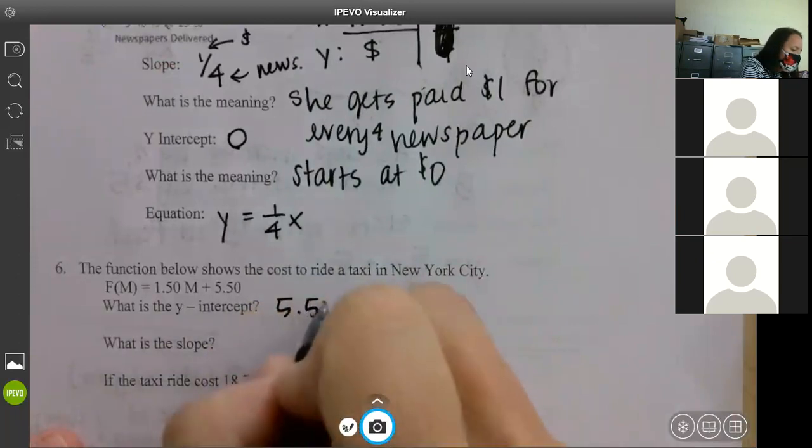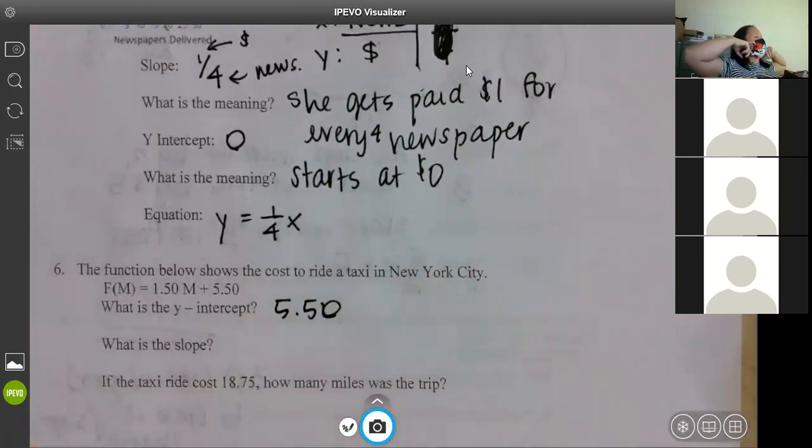$5.50. Okay, so here's what happens. Some of you have probably never been in a taxi before, and that's okay. So this is exactly what happens. You get in, and it's already set on a fee. So your meter that runs as you drive, it's already set. It might be $1.20. It might be $1.30. Like where we live, it's going to be really, really cheap.